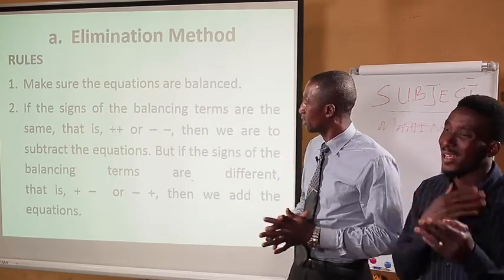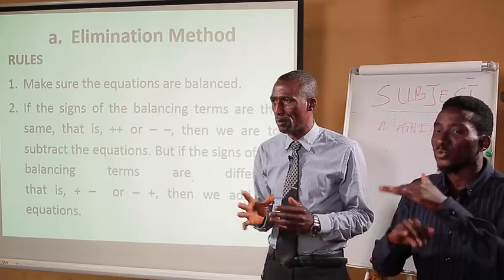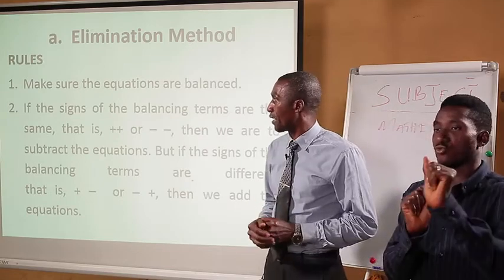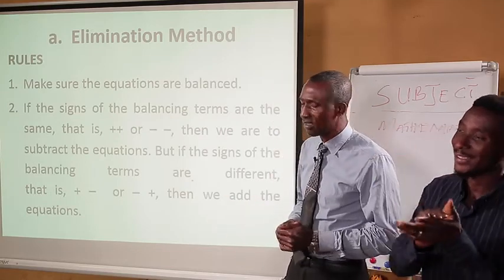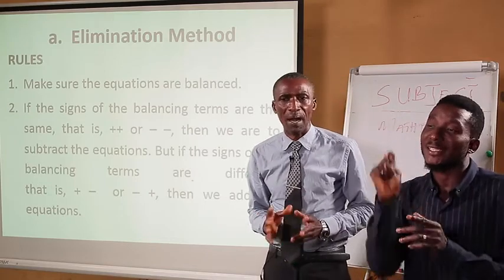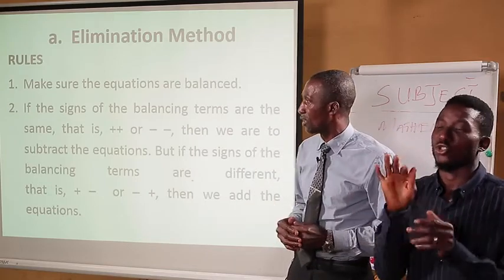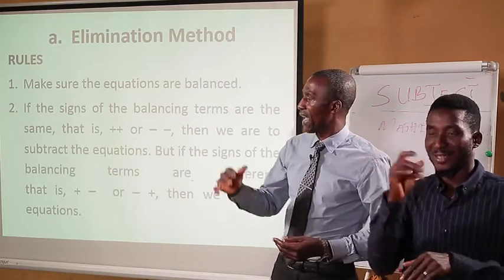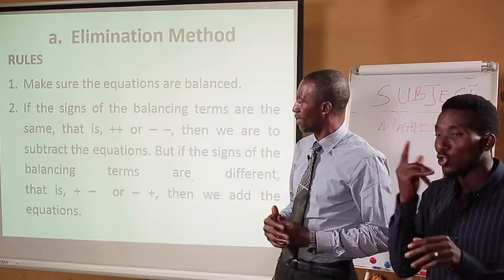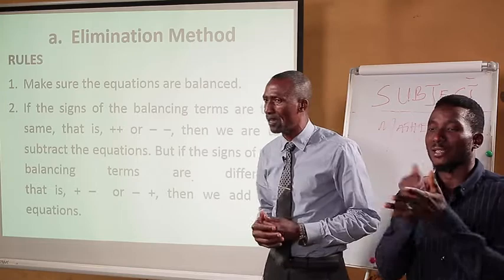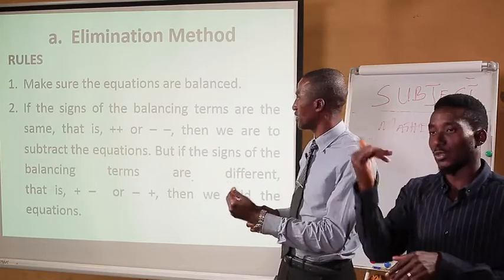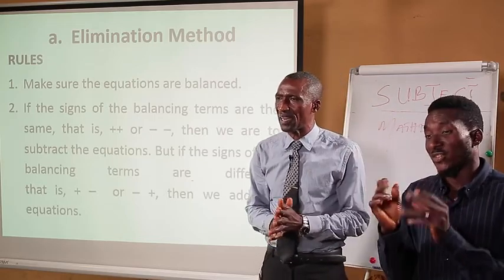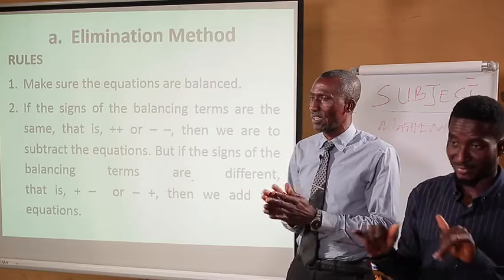In solving the simultaneous linear equations under the elimination method, there are procedures or rules that we need to follow. Number one, as I mentioned earlier, make sure the equations are balanced. That is, if you choose to balance x as an unknown, the coefficient of x in 1 must be the same as that of 2. And if you choose to balance y, the coefficient of y in 1 must also be the same as that in 2.